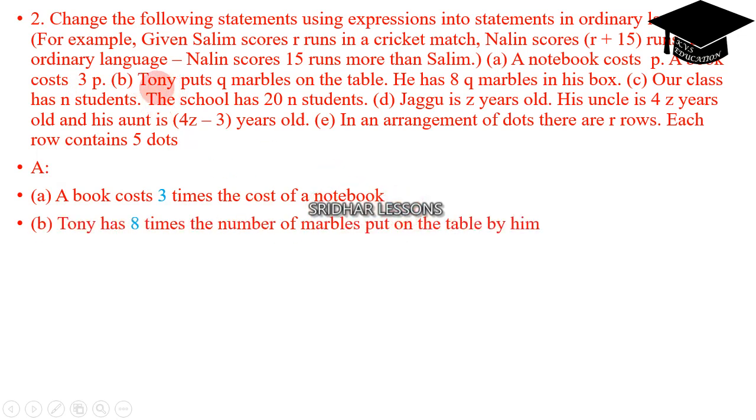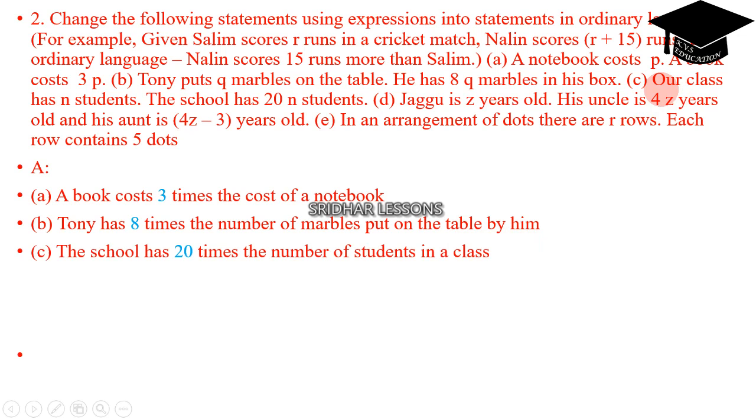Question B. Tony puts Q marbles on the table. How many marbles? Q marbles. He has 8Q marbles in his box. That means Tony has 8 times the number of marbles put on the table by him. Try to understand carefully. Very easy to write down.